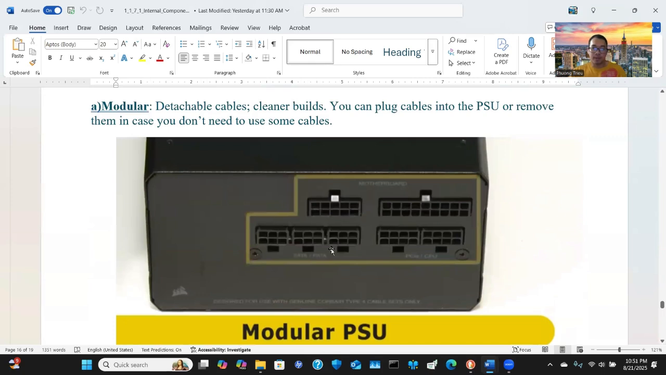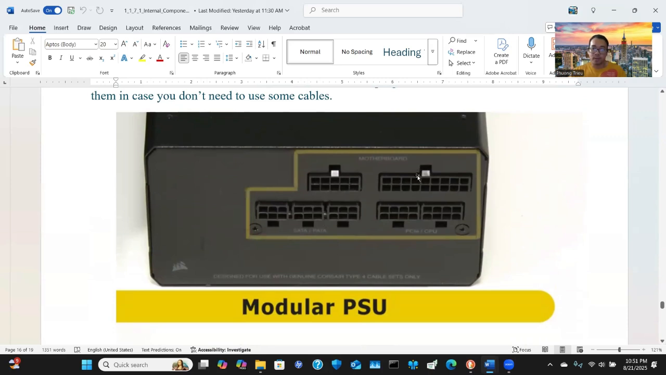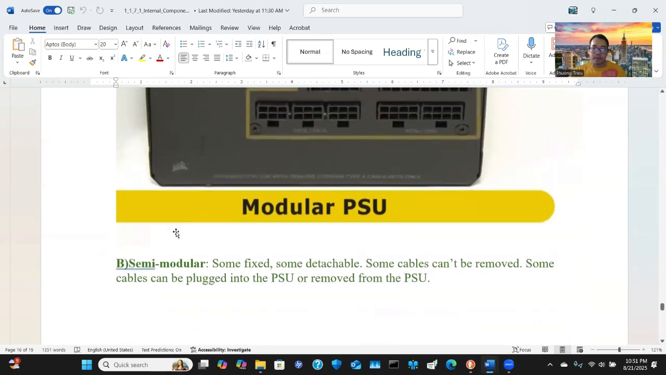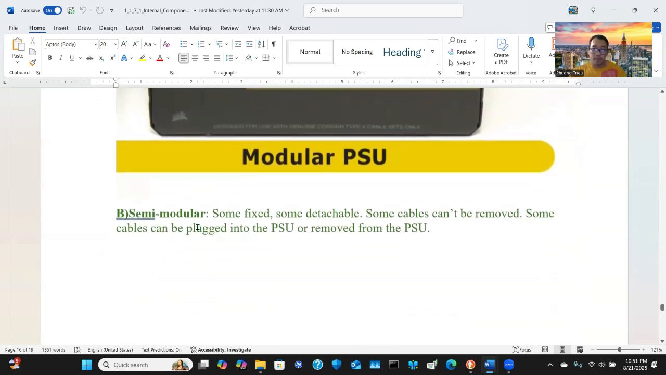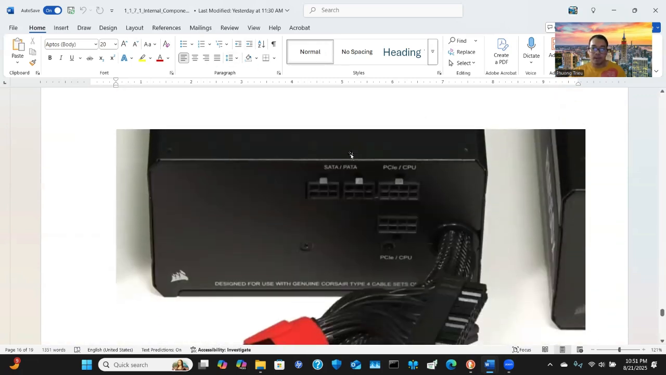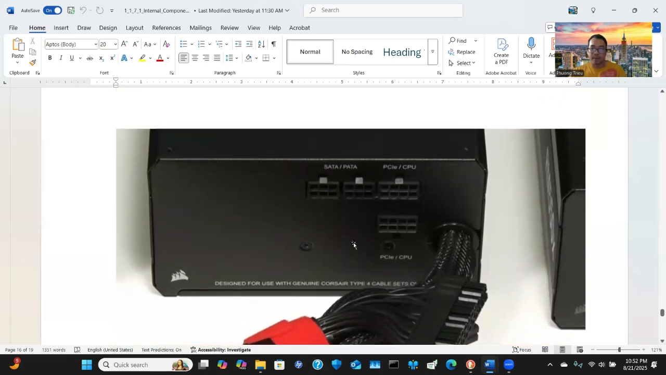Here are some ports for the modular power supply unit. You can connect any cable into these ports or even remove any cable from these ports. The next type of modularity is semi-modular. Semi-modular means some cables are fixed, some detachable. Some cables can be removed. Some cables can be plugged into the power supply unit or removed from the power supply unit. Here's how a semi-modular power supply unit looks like. Here you can see some cables fit into this power supply unit, and there are some ports to help you connect more cables or remove some cables out of it.